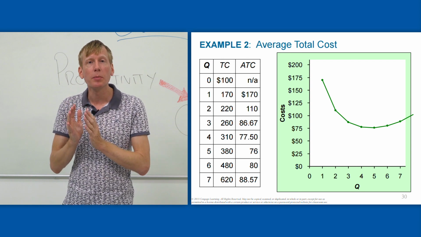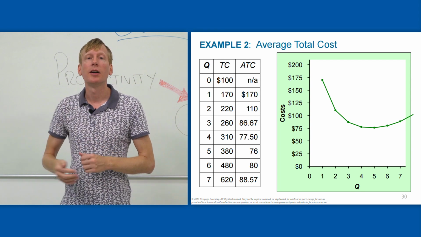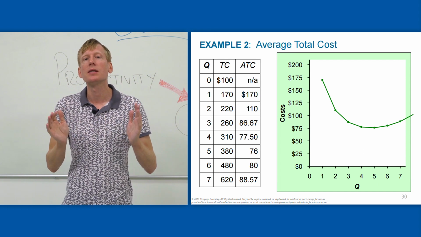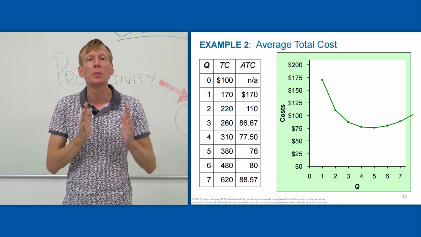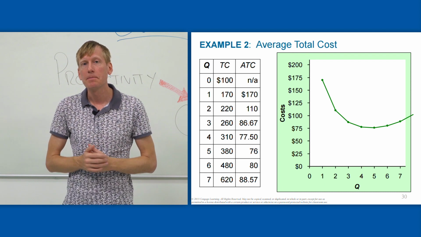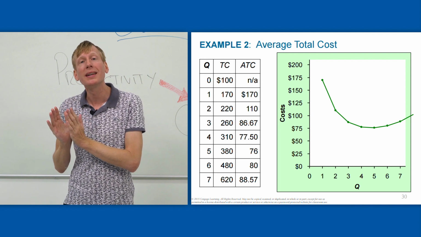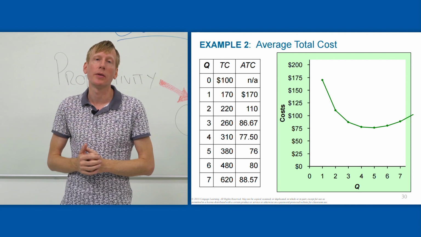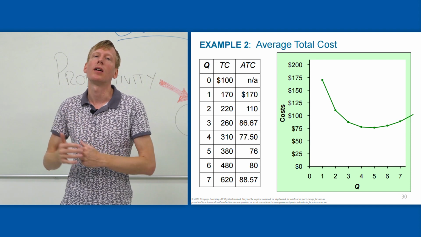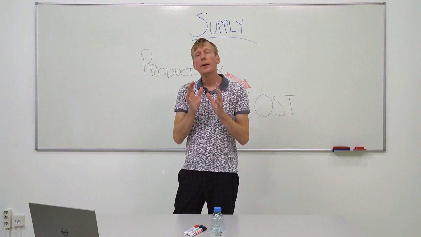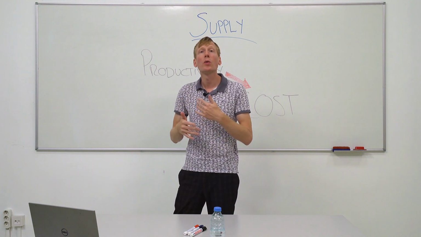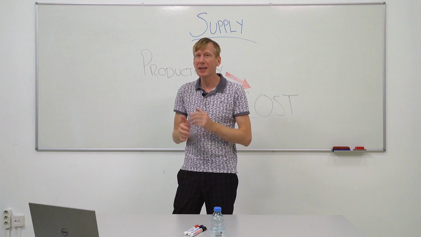So if average variable cost is increasing, but average total cost is decreasing, for the first units of output, average total cost will also be decreasing because average fixed cost dominates. And average total cost would begin increasing for larger amounts of output because for larger amounts of output, average variable cost would dominate.